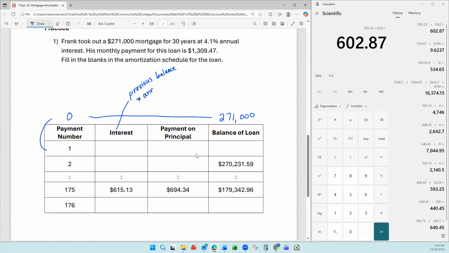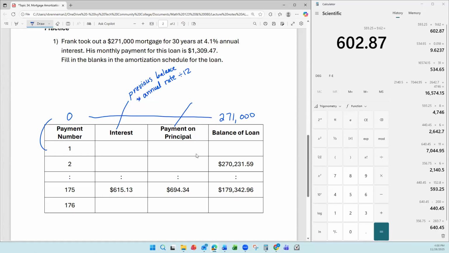Annual means for the whole year. So the annual rate would give the year's interest. If you do that, you get a way too big of a number. We need just for 1 month, so we need to divide it by 12 in there. When you calculate the interest correctly, it is going to be a smaller amount than the monthly payment. The other thing that's going to happen is each month the interest is going to go down a little bit from the previous month. So previous balance times the annual rate divided by 12.